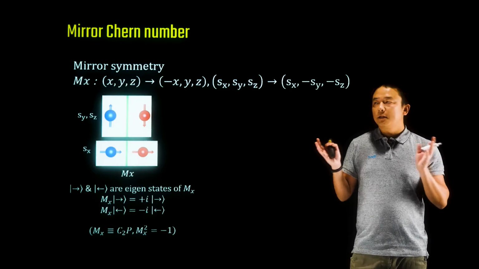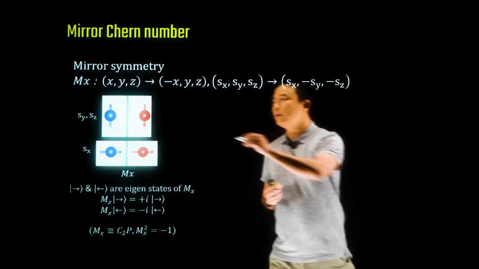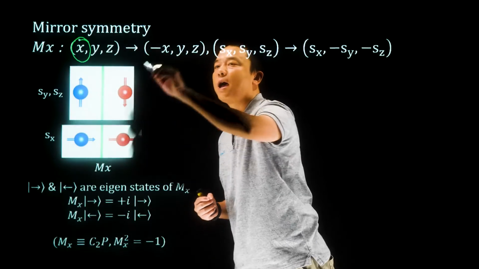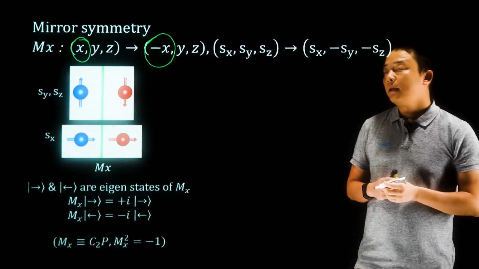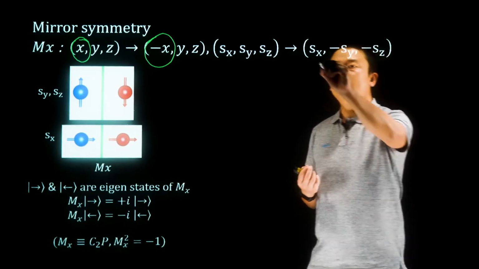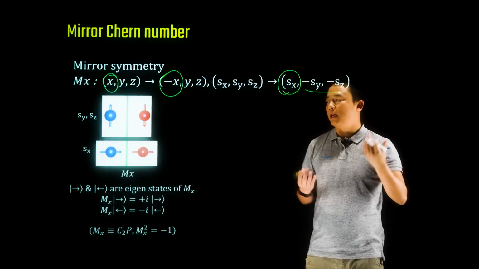Now let's look at closer to about this mirror symmetry. We look at the mirror symmetry simply a mx mirror flip x to minus x. Here is a little special for spin. Actually, this spin apply on sx does not change the sign, but y and z, they will flip.